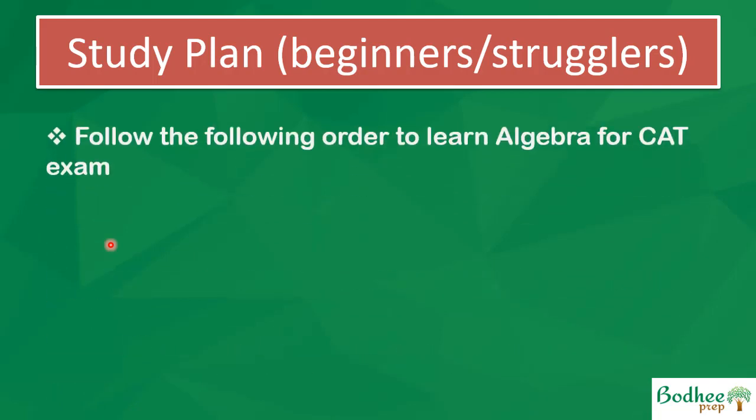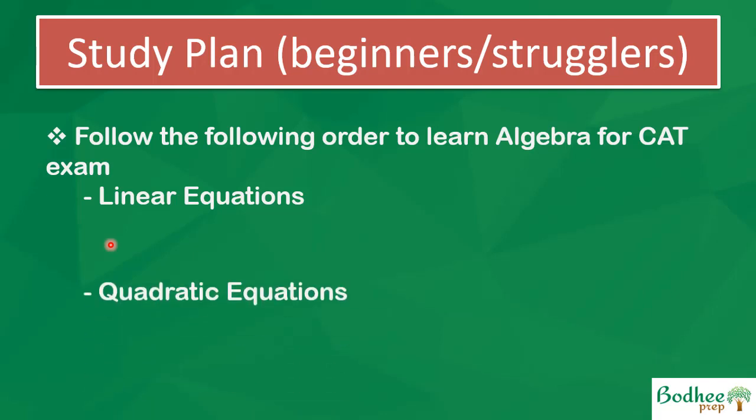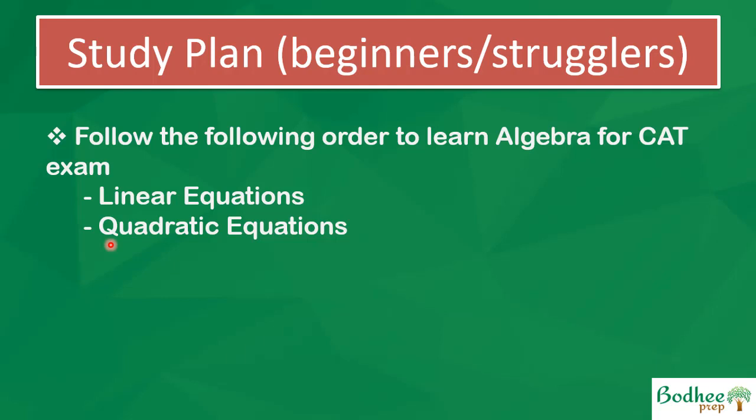It says here that you have to follow a certain order, and that is you have to start with linear equations. Linear equations you definitely must have done in your school days, I think in 9th or 10th standard, where you solved equations with just one variable. So you start with linear equations, then you go to quadratic equations, which have 2 variables or something different from linear equations.